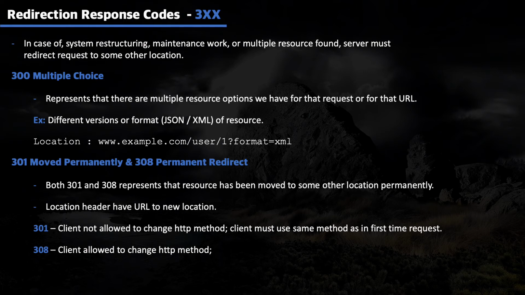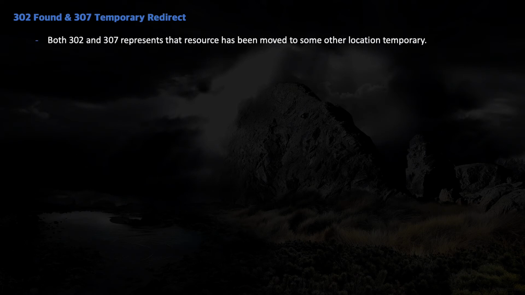In the same way we have two response codes for temporary redirect, which are 302 Found and 307 Temporary Redirect. We use these temporary redirect response codes in case of temporary movement or redirection of some resource, in case of some maintenance work or other reasons. Here both 302 and 307 represent that the resource has been moved temporarily and the current location is in the Location property of the header.